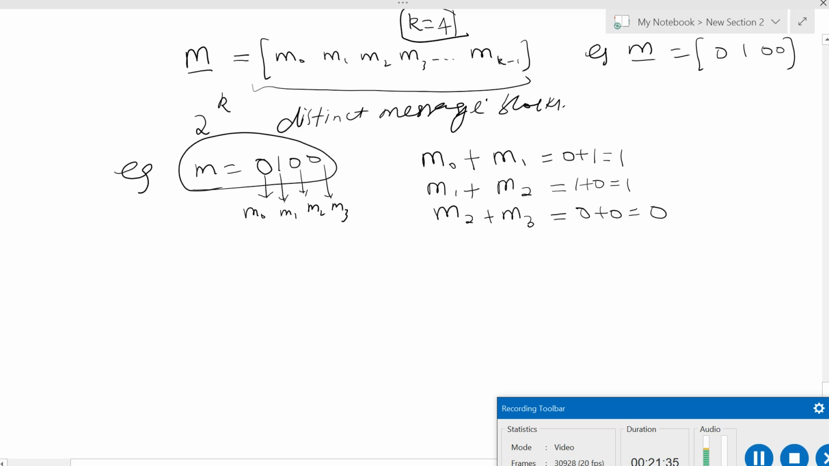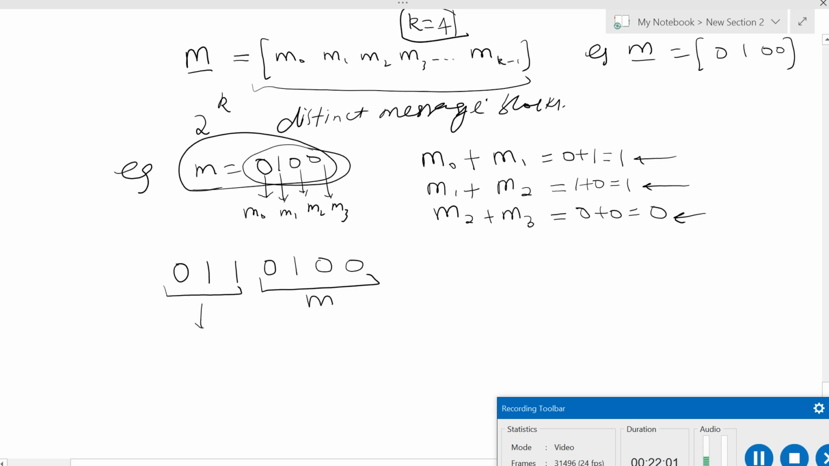Now what I will transmit is not the message, but rather I will do one thing. So starting from this point I will write 0, then 1, then 1, then the message 0 1 0 0. It has now two parts. One is these message bits and these three extra bits, which we also call parity bits.